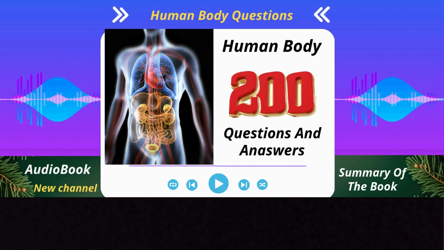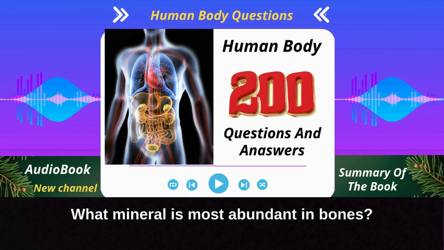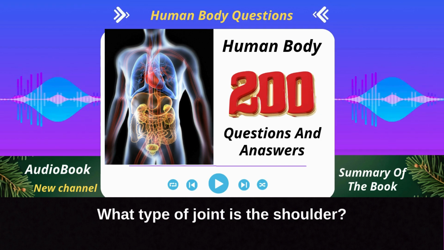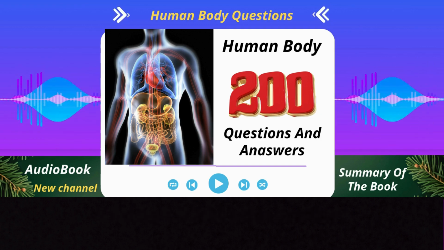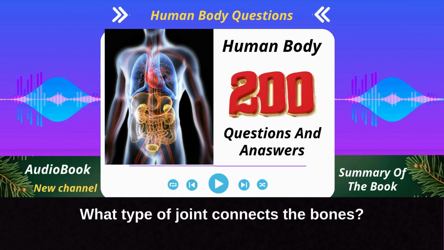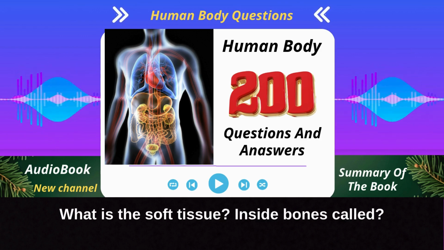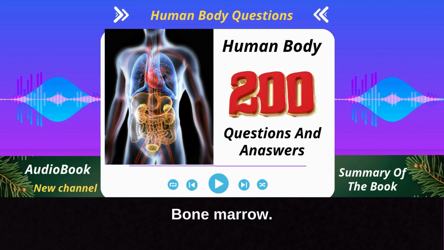Skeletal system. What mineral is most abundant in bones? Calcium. What type of joint is the shoulder? A ball and socket joint. What type of joint connects the skull bones? Sutures. What is the soft tissue inside bones called? Bone marrow.